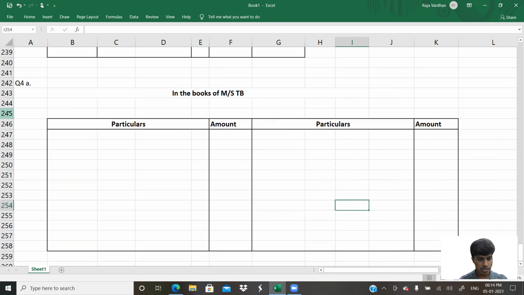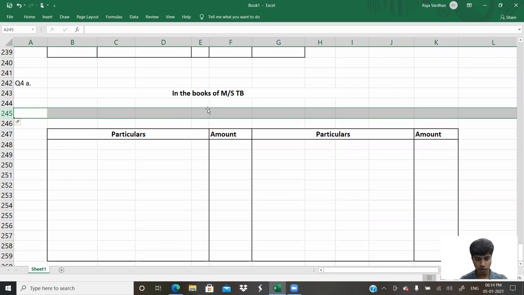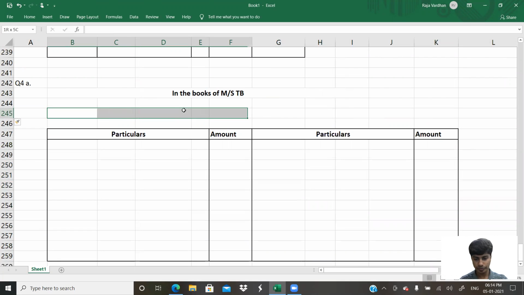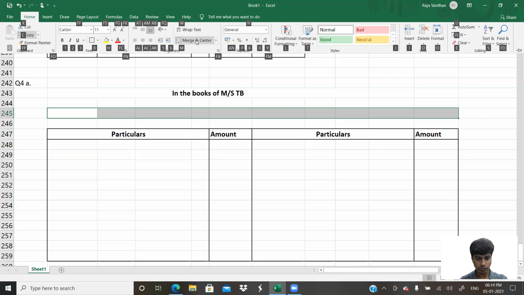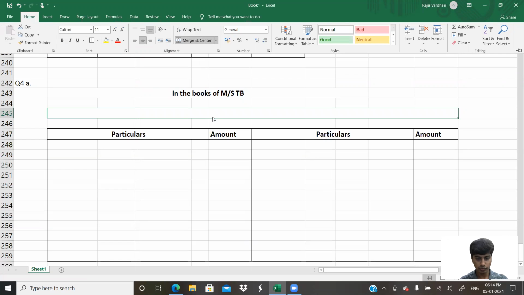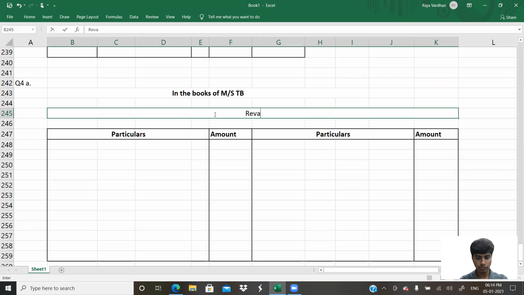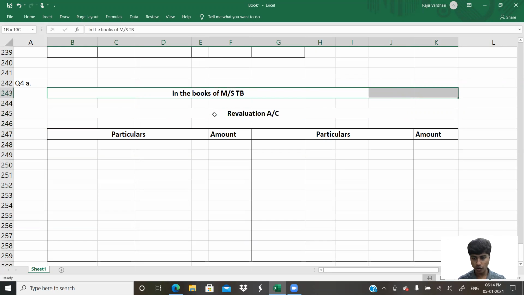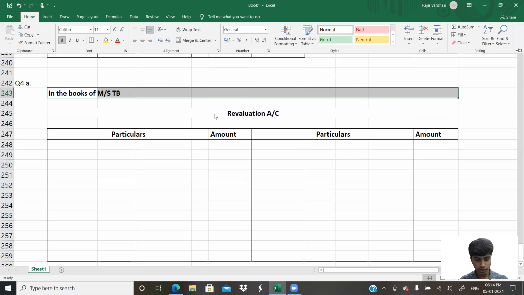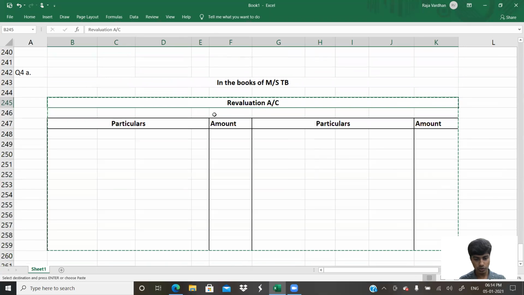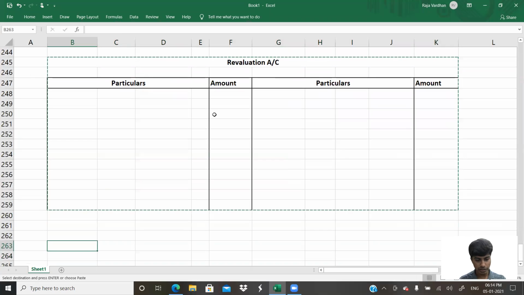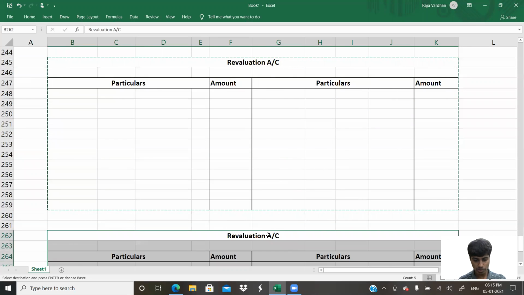Yes, what is this that we just prepared? What is this that we just inserted the format for? This will be my revaluation account. First thing they've asked, and they've not stopped there. They've also asked us to prepare partners capital account. So I would put a format of partners capital account below so that simultaneously I can start doing the entries. So this would become my partners capital account.